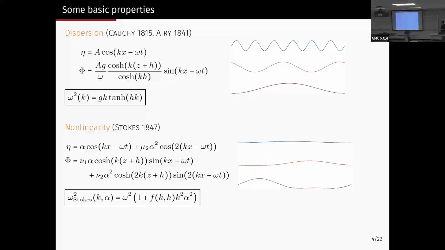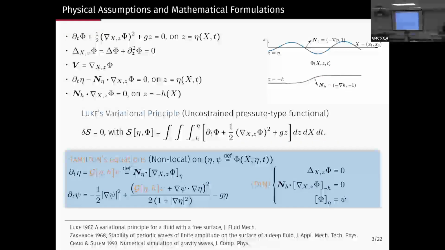Okay. Yeah, you need an approximation because this problem is difficult to solve numerically as is, or this one. So you do approximations in order to derive models that are simpler to solve numerically.